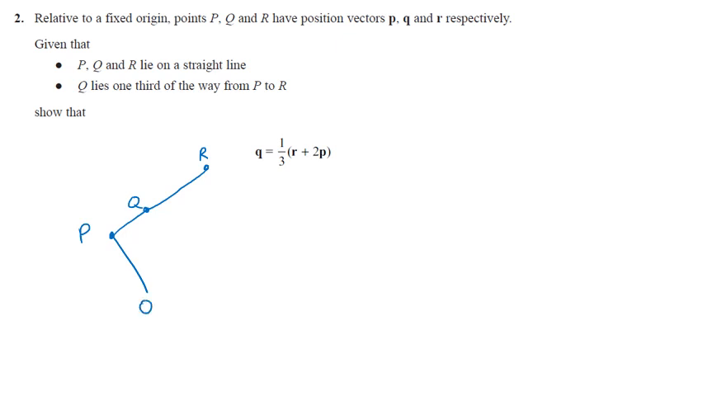And the position vectors of those are the lowercase p, q, and r. So this is the origin. We've got P, Q, and R. That's what the position vectors are. They're the vector that takes us from the origin to that point. So show that this is true. Okay, so Q, that's the vector that takes us from O to Q. Well, if we're going from O to Q, that's the same as going from O to P, and then a third of the way from P to R.